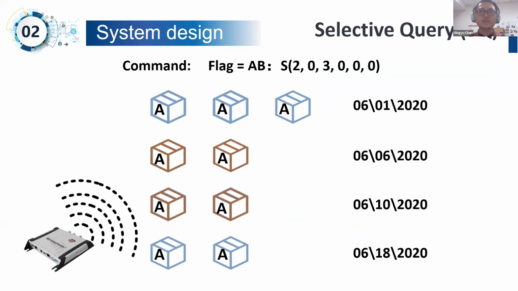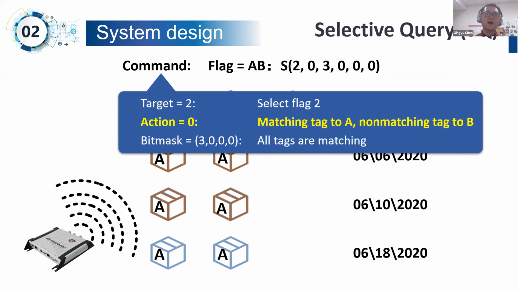Then we introduce how to realize selective query with the above 2 functions. The reader first sets all tags' flags to A with a select command. In this select command, the target field is set to 2, so the inventory flag 2 will be used. The action field is set to 0, so the matching tags are set to A, while the non-matching tags are set to B. The bit mask is empty, so all tags are matching tags, and their inventory flags will be set to A.